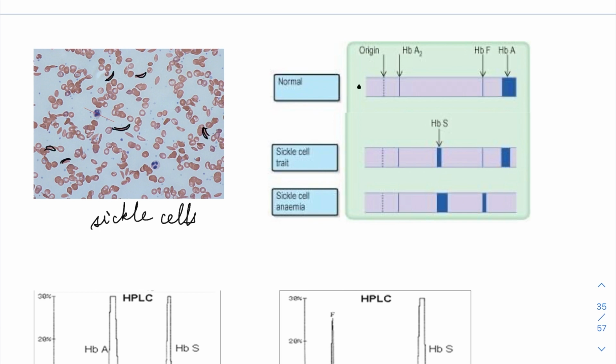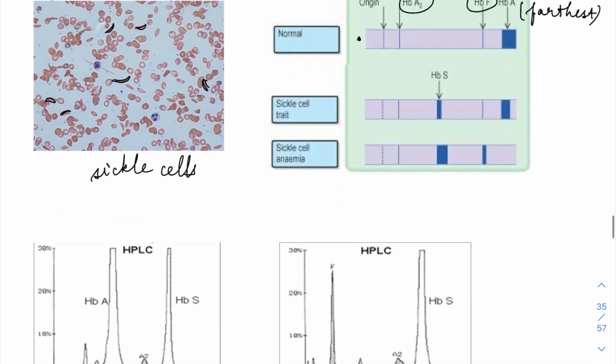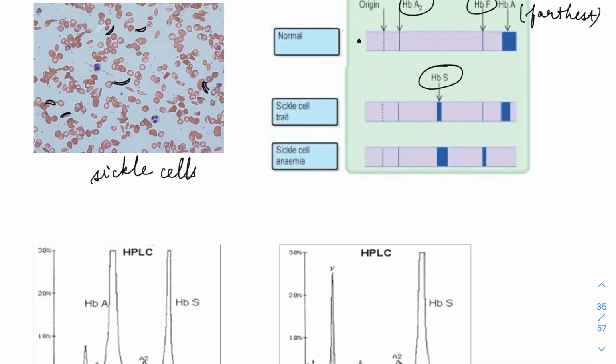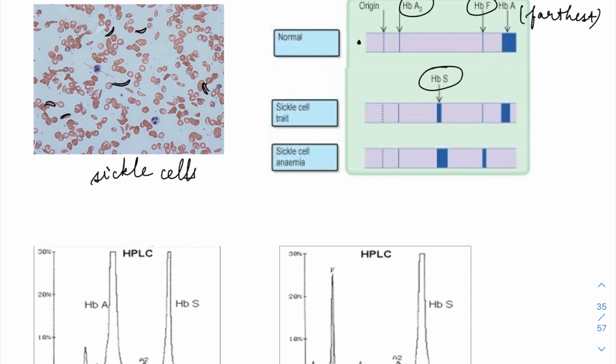So HbA will be the hemoglobin which moves the farthest. Then comes HbF, then comes HbA2. But if you see HbS, it is in between HbA2 and HbF. So it is between HbF and HbA2, and it is much slower than the HbA.